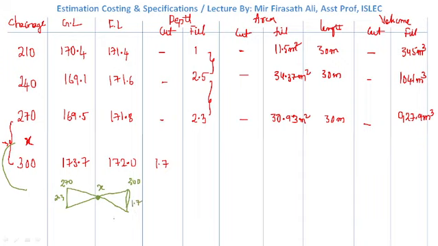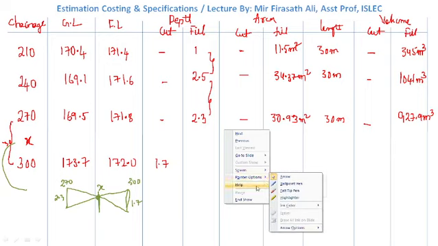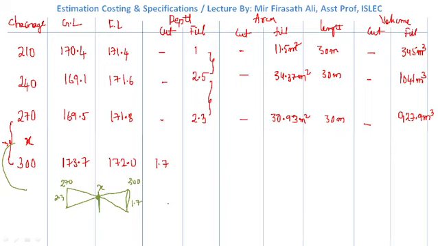By the similar triangles method, what we need to determine is the position of X. Let us take this distance as X, and the remaining becomes automatically 30 minus X. By the similar triangles method, X by 30 minus X is equal to 2.3 by 1.7. From this you will get the value of X as 17.2 meters.